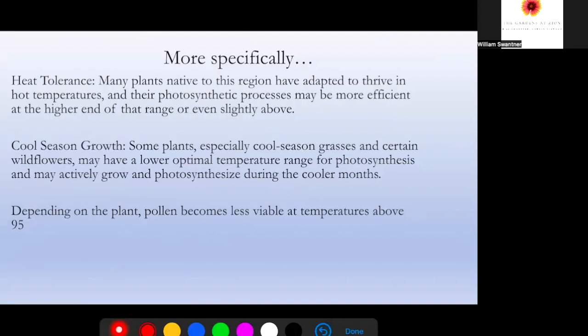All right, enough of that. Cool seasons. Some plants, especially cool season plants and grasses and certain wildflowers, may have an optimal temperature range for photosynthesis to work.